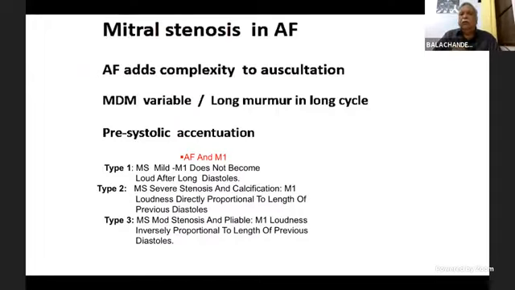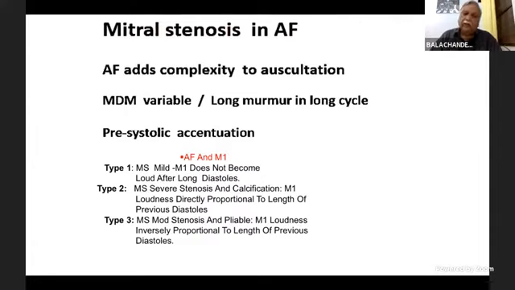This is not really dynamic auscultation, but when you are describing mitral stenosis murmur, and there is atrial fibrillation, do not forget to look into the effect of atrial fibrillation on the MDM, and what is the important thing about the duration of the murmur. Remember that in the long cycle, if you have a long murmur which persists up to the first heart sound, it tells you that the mitral stenosis is severe.